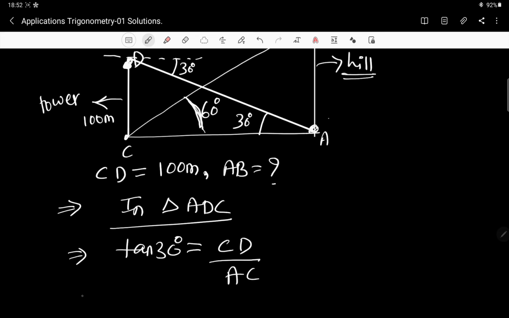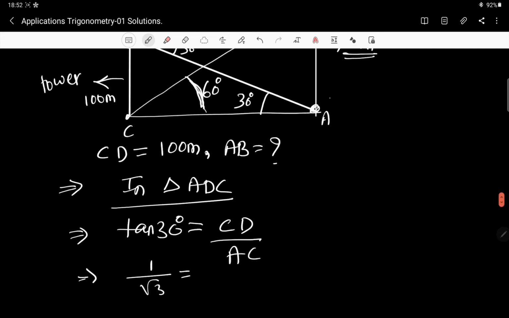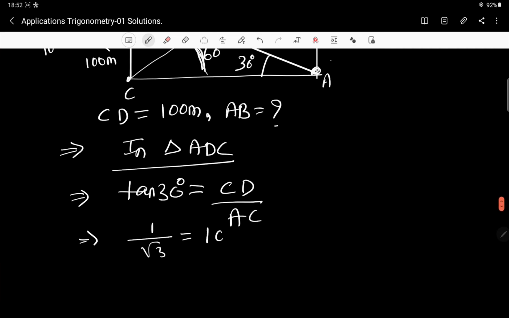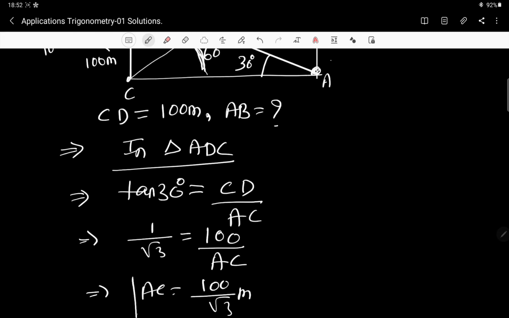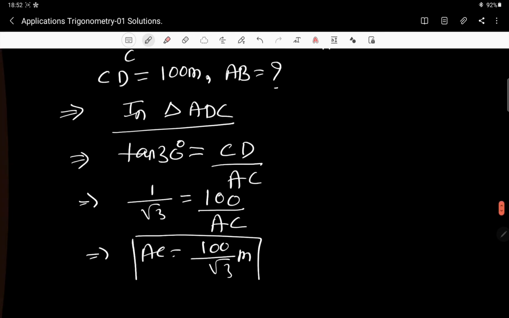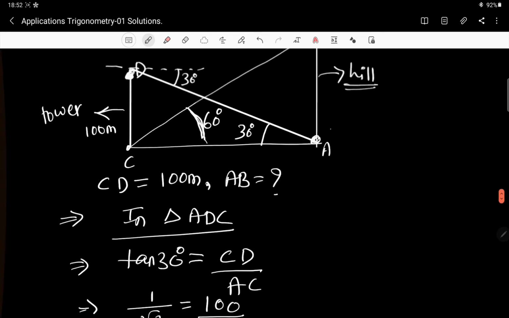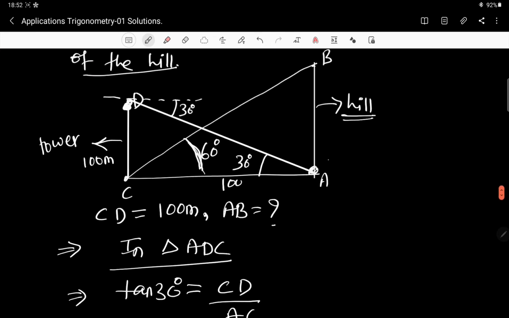Tan 30 degrees is 1 by root 3, and that is equal to CD, the height of the tower, which is 100, divided by AC. Then definitely we get AC equal to 100 divided by root 3 meters. So that is clear, you got AC. In the last problem also we got it like this. So AC is going to be 100 divided by root 3 meters.